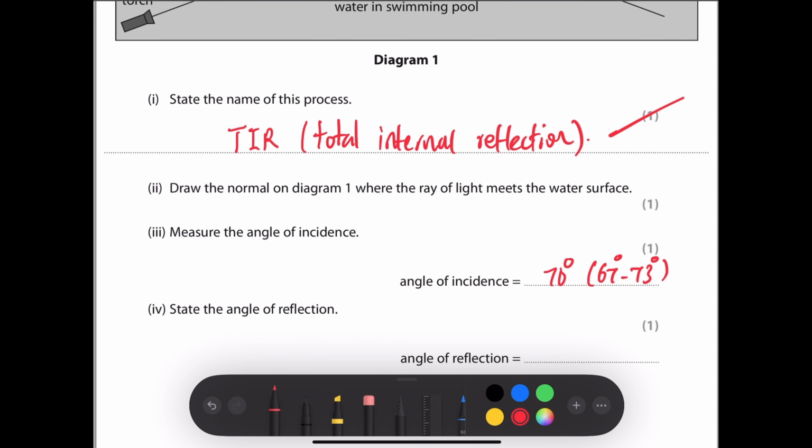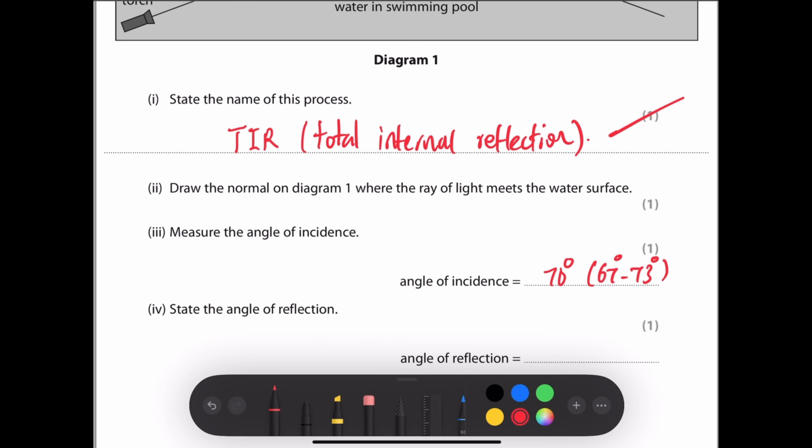The torch is moved and the ray of light now passes through the water surface. So here we might go for the refraction, and the examiner is asking me to draw a line on the diagram to continue the path of the ray of light. 2 marks. So for me to be on the safe side, make sure this is 90 degrees. Firstly, I draw the normal. Okay, label this one, which is normal.